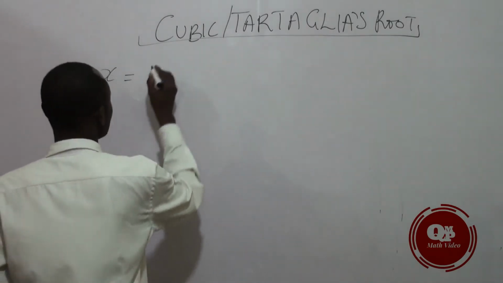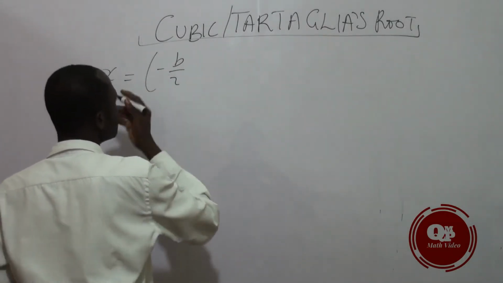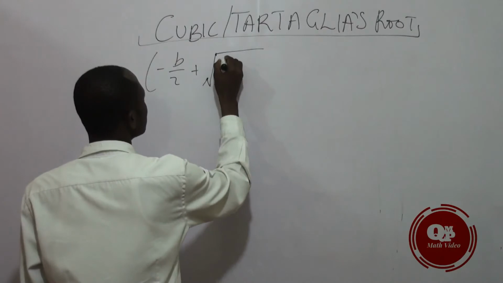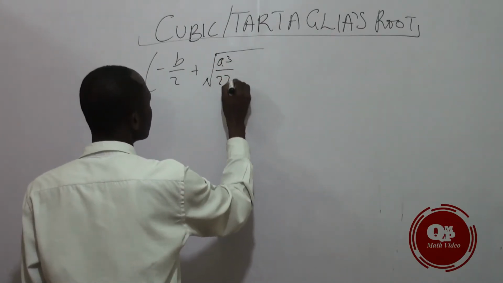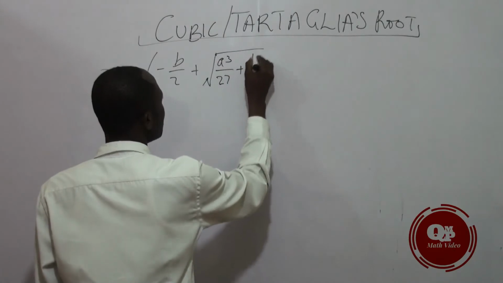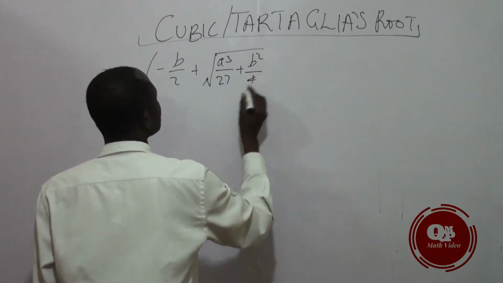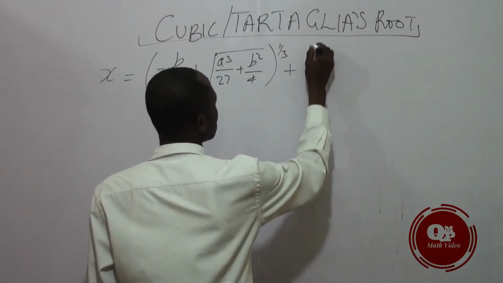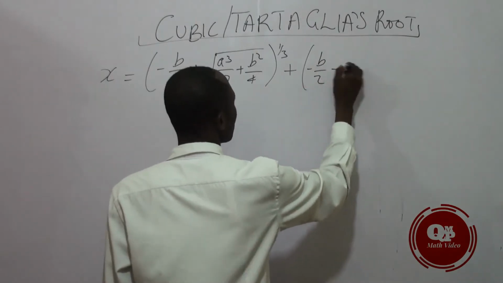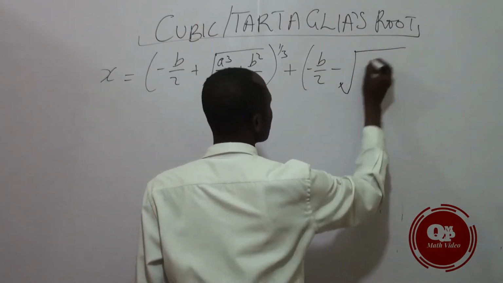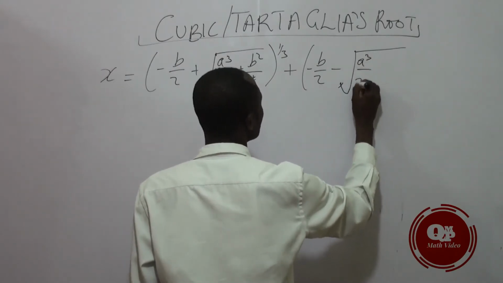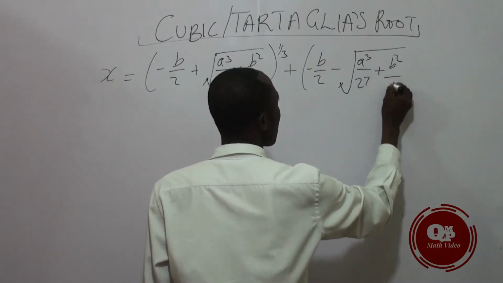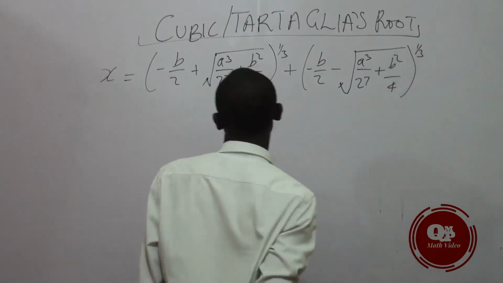x is equal to, into bracket, negative b out of 2 plus the root of a cubed out of 27 plus b squared out of 4, all to the power 1/3, and then plus negative b out of 2 minus the root of a to the power 3 out of 27 again, plus b squared out of 4, all to the power 1/3.